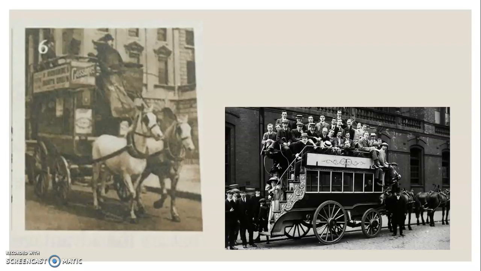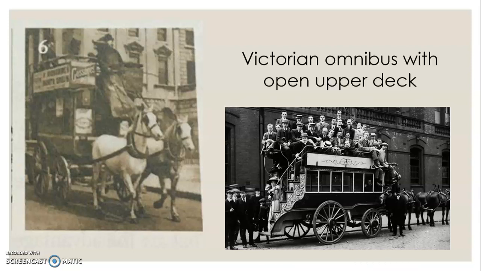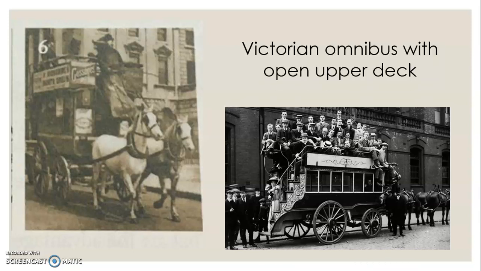What is this? What do you think? This is actually what we call the Victorian omnibus with the open upper deck. An omnibus, if we translate it into modern language, is actually a bus. This is one of the earliest buses that we have. Look here, where people sat, you see? This is what we call the open upper deck. It's a platform where people can sit.